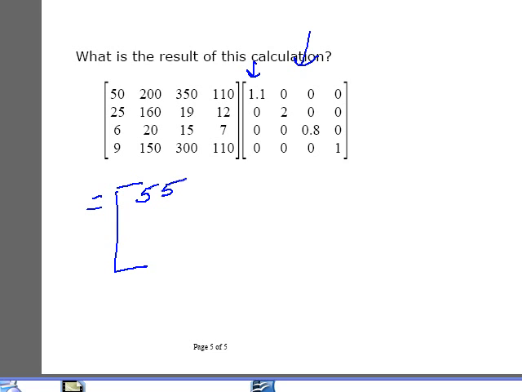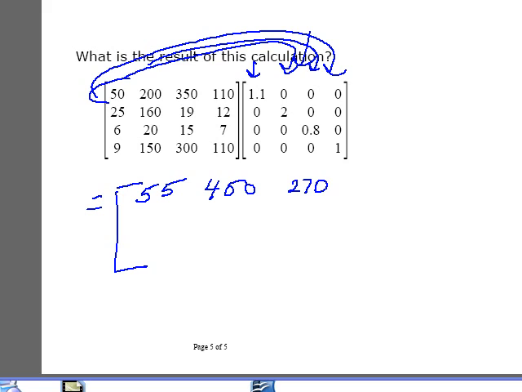Now move to the second column. Take this row and go into the second column, and you'll see the 50 multiplies 0, but the 200 goes down on the 2. You get 400 here. Going to the third column, you have 350 times 0.8, which is 270, right? Yeah, I think that's right. Okay, and then if I take this and go on to the fourth column, the 50 is multiplied by 0, the 200 multiplied by 0, the 350 is multiplied by 0, the 110 is multiplied by 1, and I get 110.